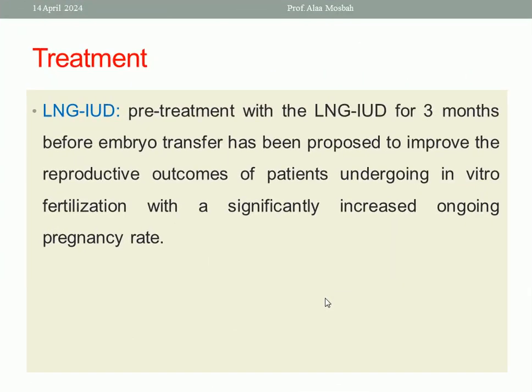Okay, what about levonorgestrel IUD? Pre-treatment with levonorgestrel IUD for 3 months before embryo transfer has been proposed to improve the reproductive outcomes of patients undergoing in vitro fertilization, with a significantly increased ongoing pregnancy rate. And this is proved in some studies. Okay?